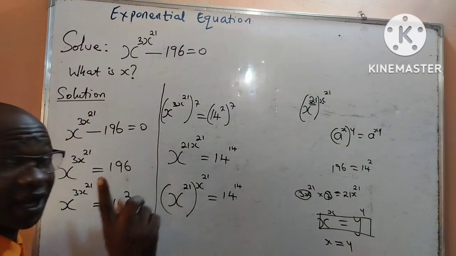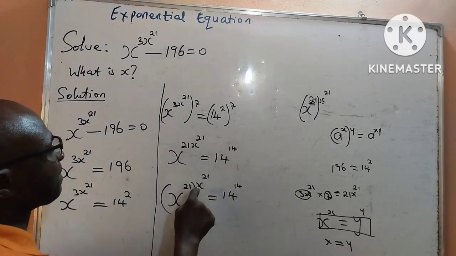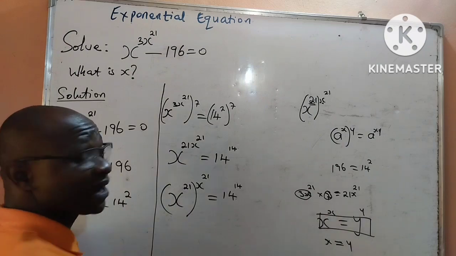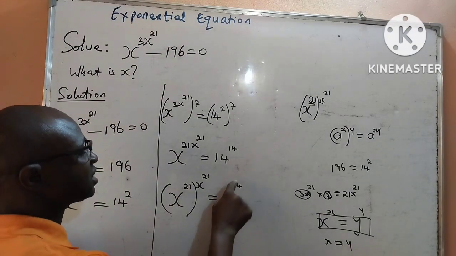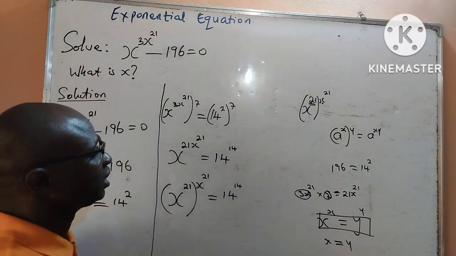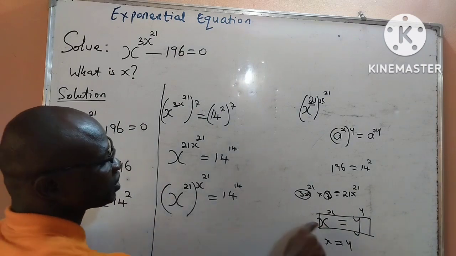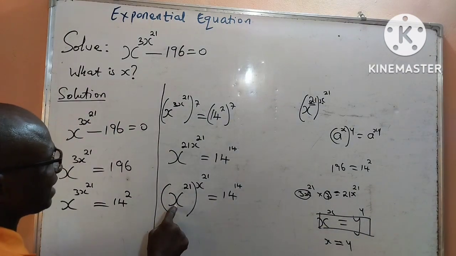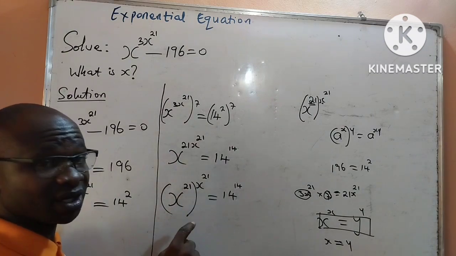And looking at what we have here, the base is 21x raised to the power 21, and it has a power also 21x raised to the power 21. So it is the same thing as x raised to the power x. And on the right hand side, the base is 14 and the power is also 14. It means the same thing as y raised to the power y. Therefore, we say the base x is equal to the base y. Therefore, 21x to the power 21, which is the base on the left hand side, is equal to the base, which is 14, on the right hand side.